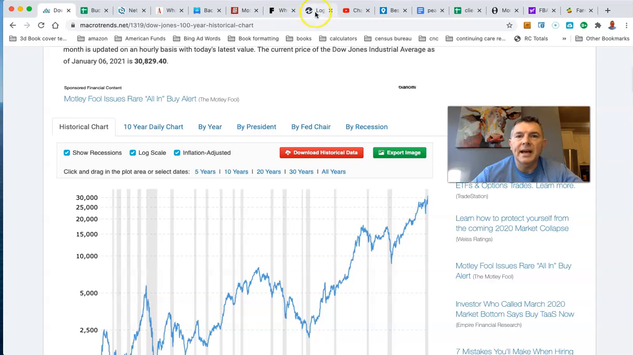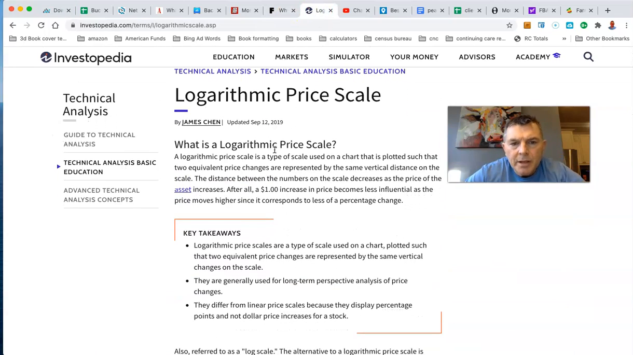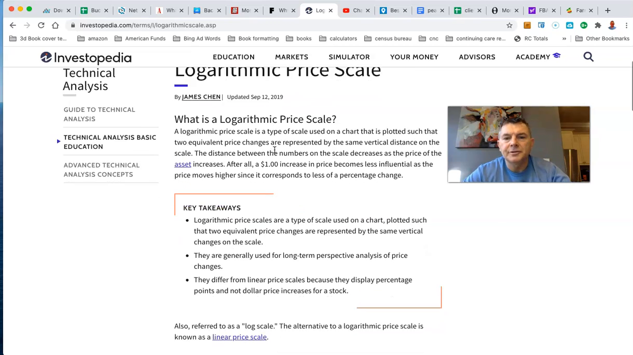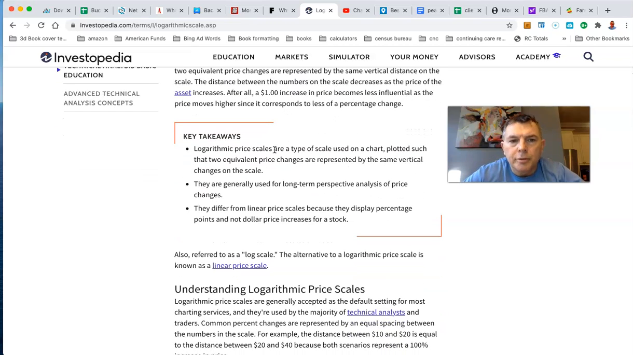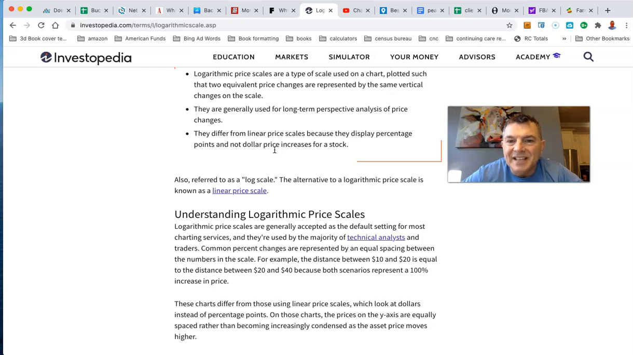So let's read exactly what the terminology of the difference is, because I think it's good to know. Logarithmic price scales are a type of scale used on a chart plotted such that two equivalent price changes are represented by the same vertical changes on the scale. I'll get into that in just a second. They're generally used for long-term perspective. They differ from price scales because they display percentage points and not dollar price increases.